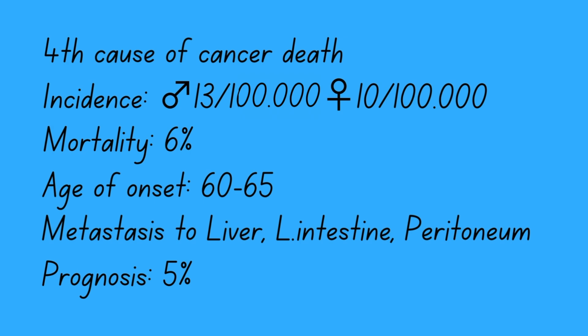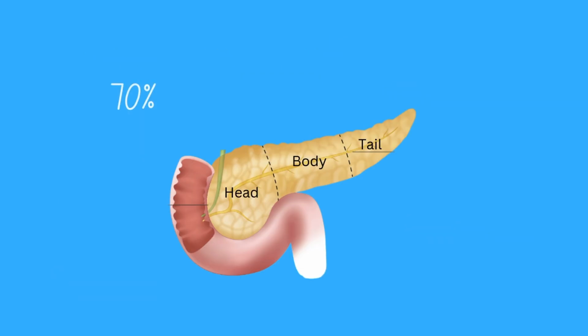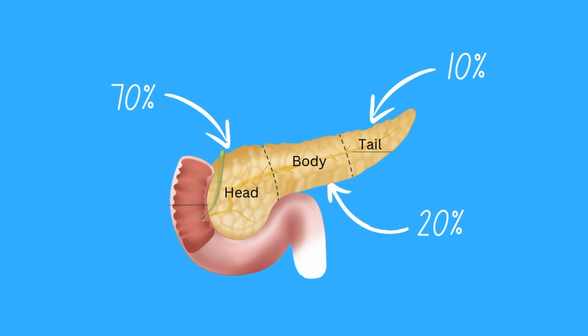Before moving on to the major risk factors contributing to the pancreatic cancer, we need to mention that 70% of the pancreatic cancer are found on the head of the pancreas, 20% are found on the body, and 10% are found on the tail. This is important for the symptoms as well as the treatment of each case.